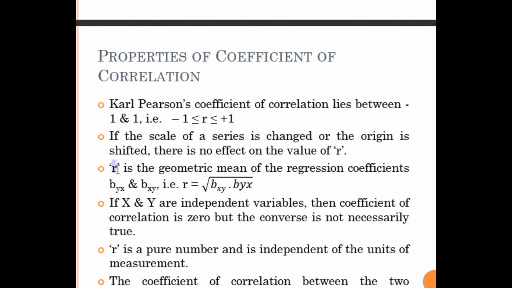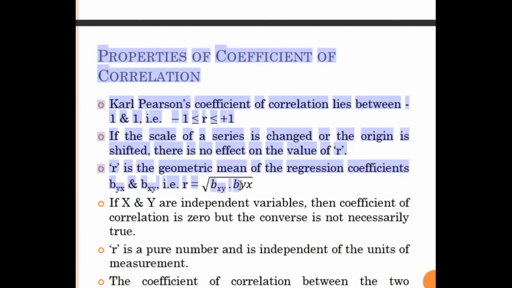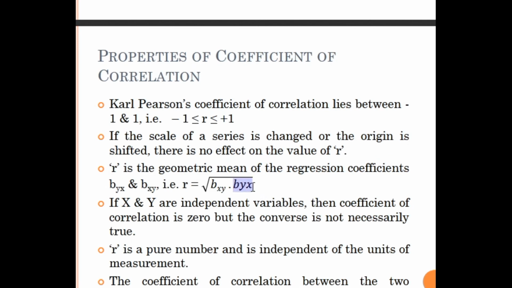Then this symbol is called correlation. The correlation is the geometric mean of the two regression coefficients. For example, this was regression coefficient 1, regression coefficient 2. The geometric mean of the two regression coefficients equals the correlation. How? Correlation equals the root of bxy into byx. This was regression coefficient 1, regression coefficient 2.